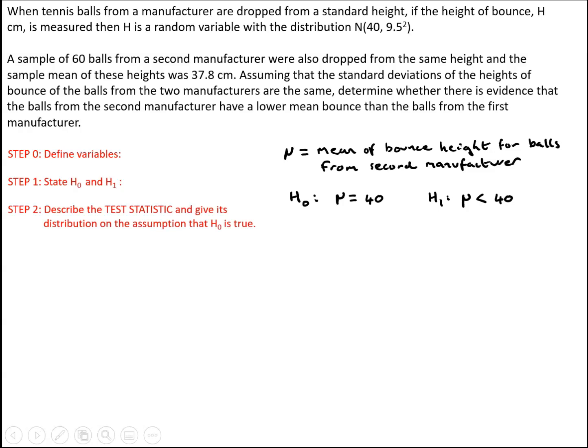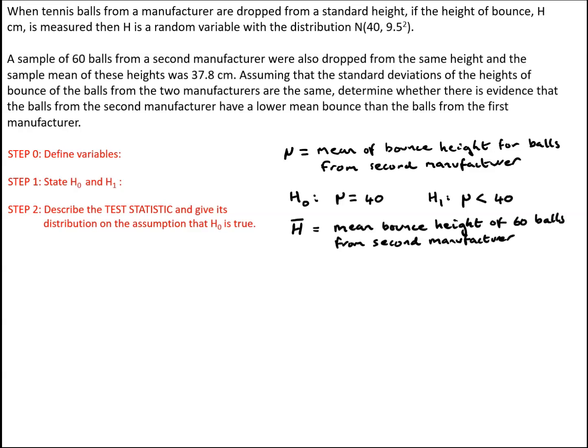We need to describe the test statistic that we are using to make the decision and its distribution on the assumption that the null hypothesis is true. Well, we're using the sample mean of the bounce heights for 60 balls from the second manufacturer. And if the null hypothesis is true, then we can say that h bar is going to be normally distributed with a mean of 40 and a variance of 9.5 squared divided by 60.